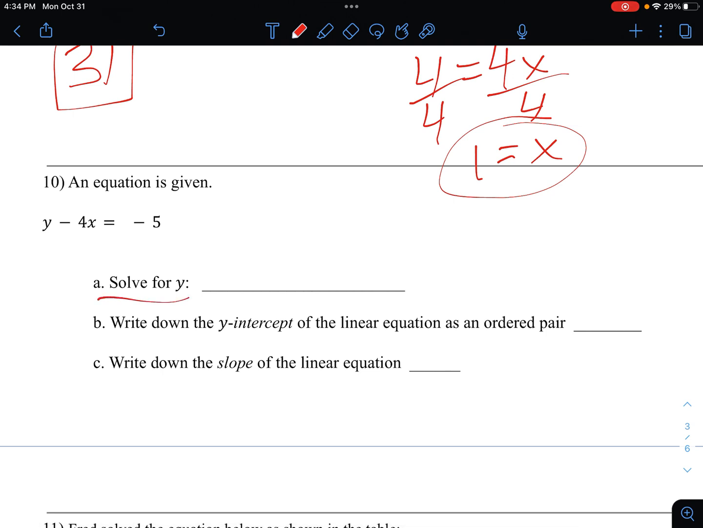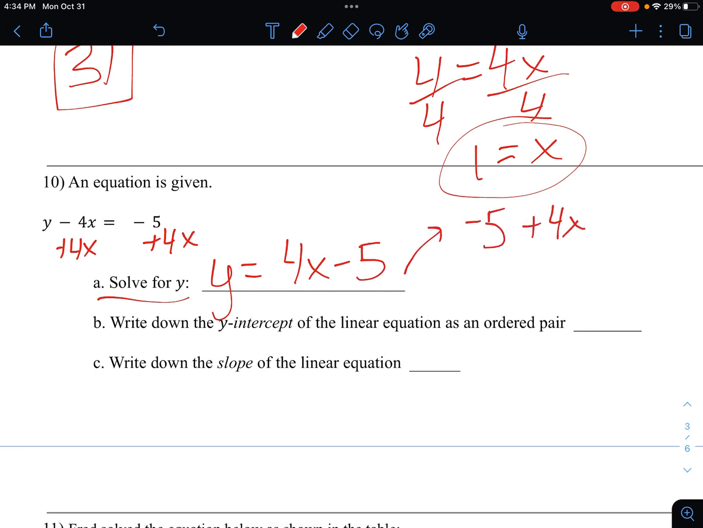Number 10. It says solve for y, right? So now we're going to solve for y. This is one of those literal equations. So I need to get rid of everything that's not y. So I'm going to simply just add 4x to the other side. All right. Now, again, I can't combine those two, right? So I'm just going to write it as y equals 4x minus 5. Or you can write it as negative 5 plus 4x. Right? Either one works.